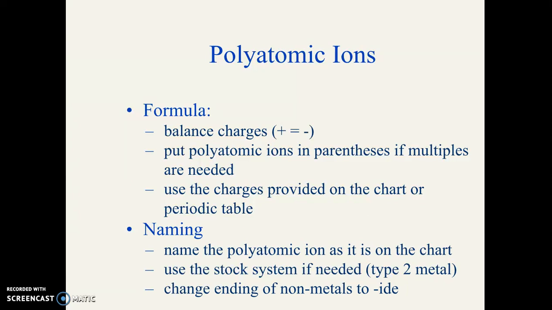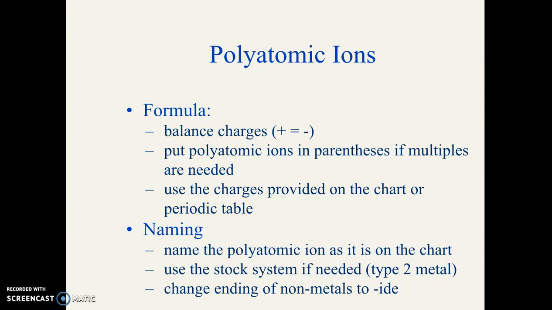And when you're naming them, it's just as simple as writing down the name of the polyatomic ion. So if something is bonded to ammonium, I would just write ammonium. I don't have to worry about changing the name. Use the stock system if needed, remember, if it's something that's bonded to a type 2 metal. And change the ending of the nonmetals to IDE.